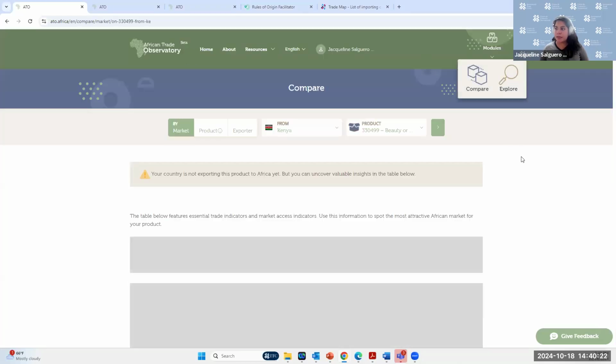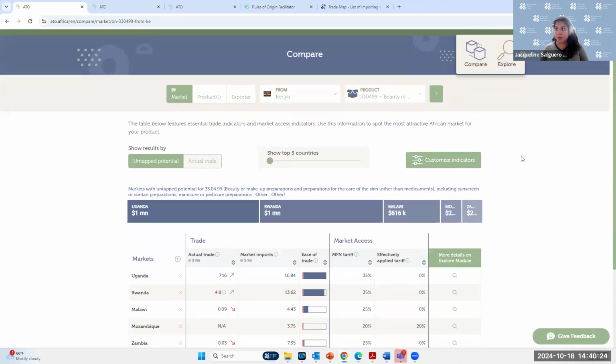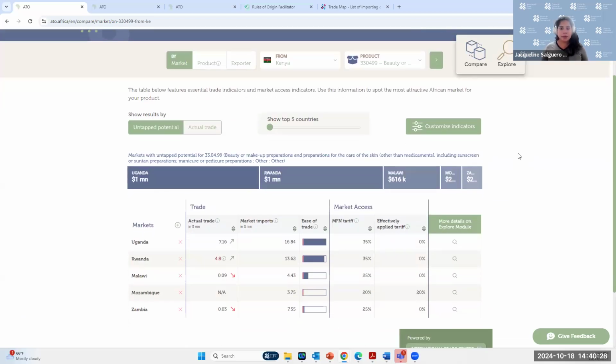Okay, so here I have arrived at the compare module. And as I said to you before, here the idea is to compare, right? To identify the most attractive or the most interesting markets for me.